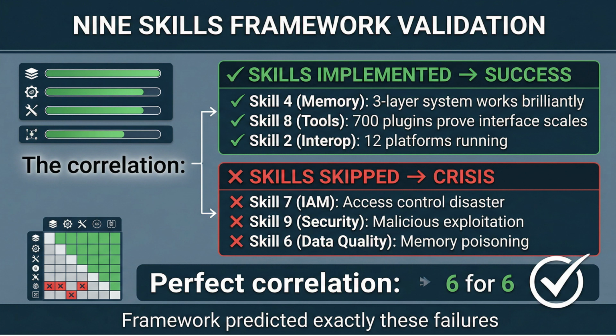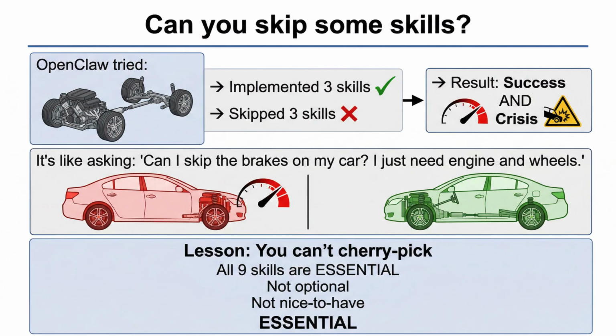The correlation is perfect. Skills implemented equals success. Skills skipped equals crisis. This isn't correlation without causation. OpenClaw inadvertently tested the framework at scale. Where they followed it, they succeeded. Where they ignored it, they failed. The framework predicted exactly these outcomes. This proves a key insight. You can't skip essential skills and expect production-ready AI.